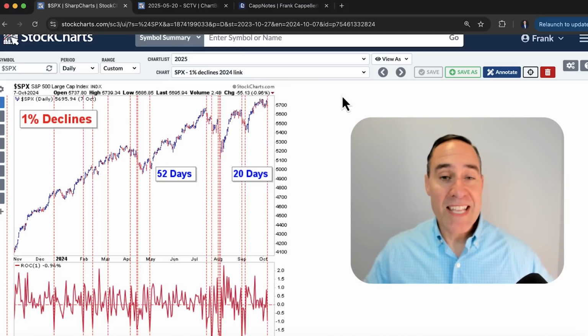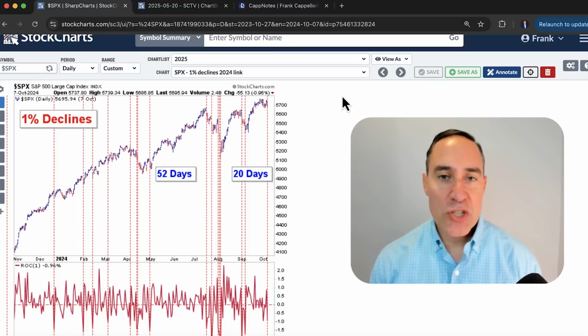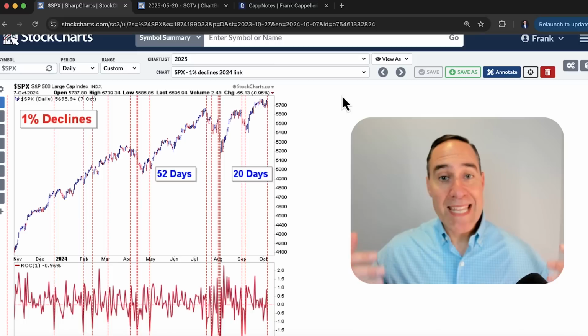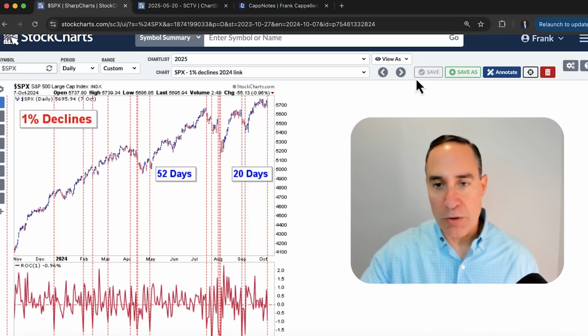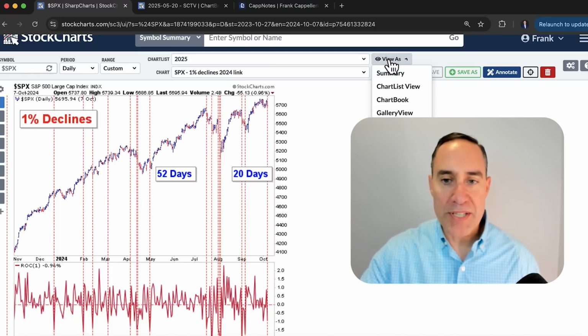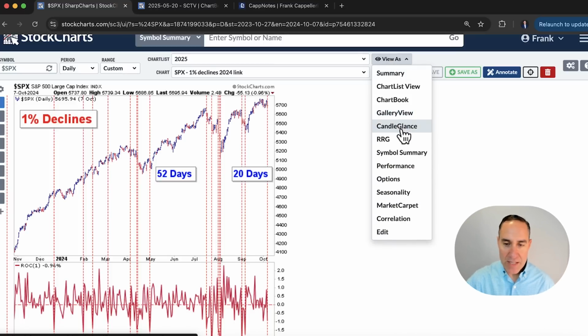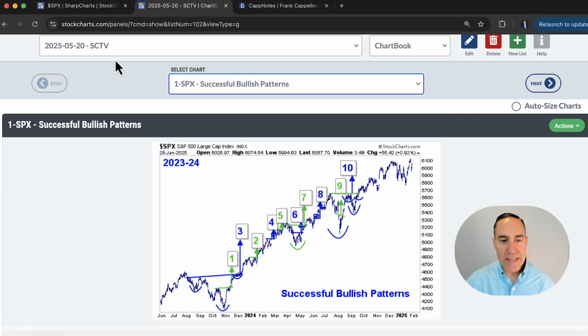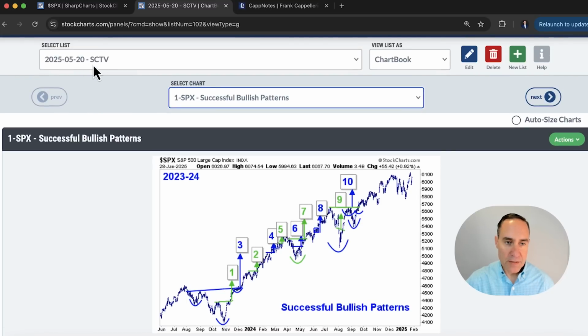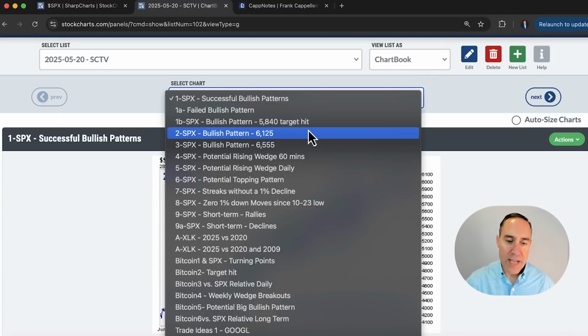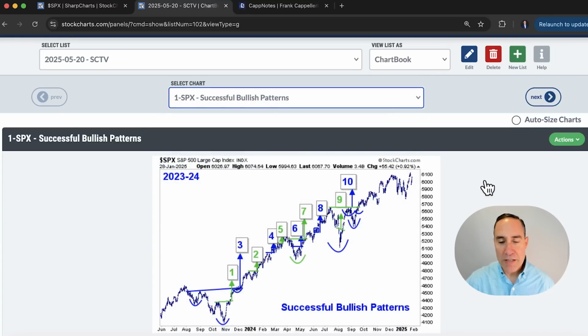And the third thing is that Stockcharts gives you the ability to look at all the charts that you want in the way you want to view them as well. Just going to this View As button here, you can see that there's more than a handful to choose from. And today we're going to be looking at the market through the chart book view. So as we can tell, we're looking at this particular list for Stockcharts TV for today, Wednesday, May 20th. This is the chart book view of it.